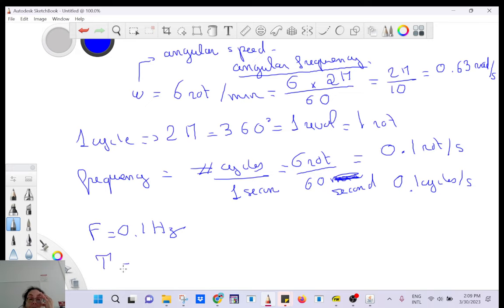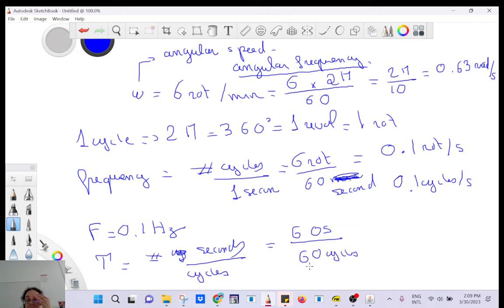So the period is the number of seconds per cycle. So we are reviewing. The number of seconds will be 60 seconds for 6 rotations or cycles. So that's going to be 10 seconds. So it's super slow. It takes 10 seconds, so it's going to be on, 1, 2, 3, 4, 5, 6, 7, 8, 9, 10, off, 1, 2, 3, 4, 5, 6, 7, 8, 9, 10, and so forth. So it's going very slowly.